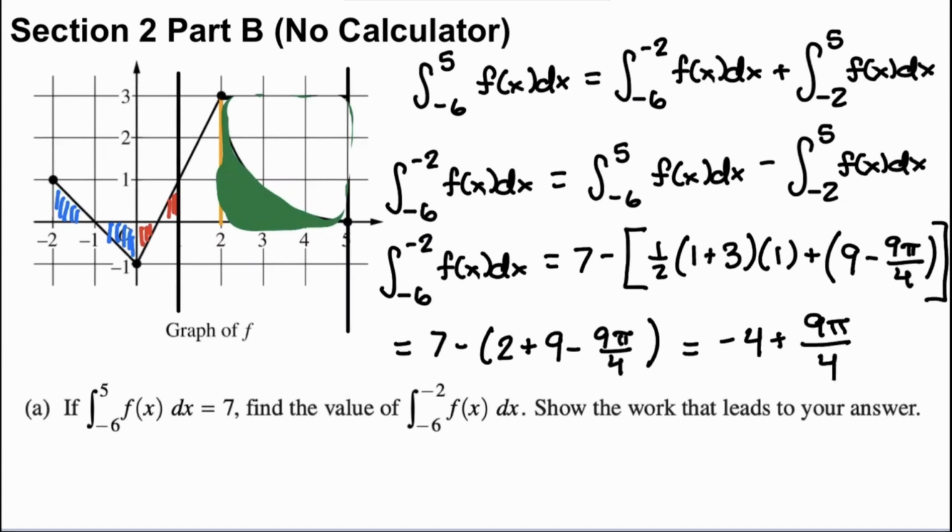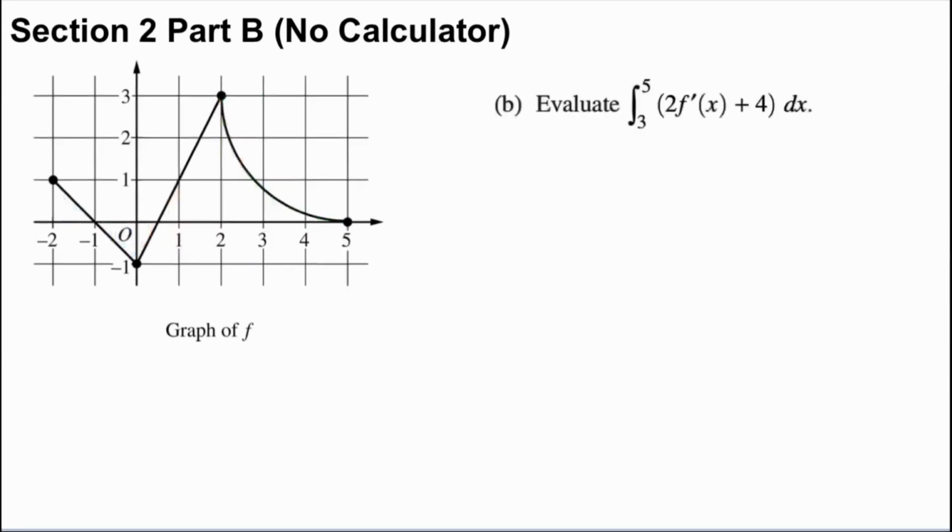Great. Now for 3b, we're going to evaluate this definite integral from 3 to 5 of 2 times f prime of x plus 4 dx. So for this, we want to break this down a little bit further. Solving it in this state is going to be a little difficult.